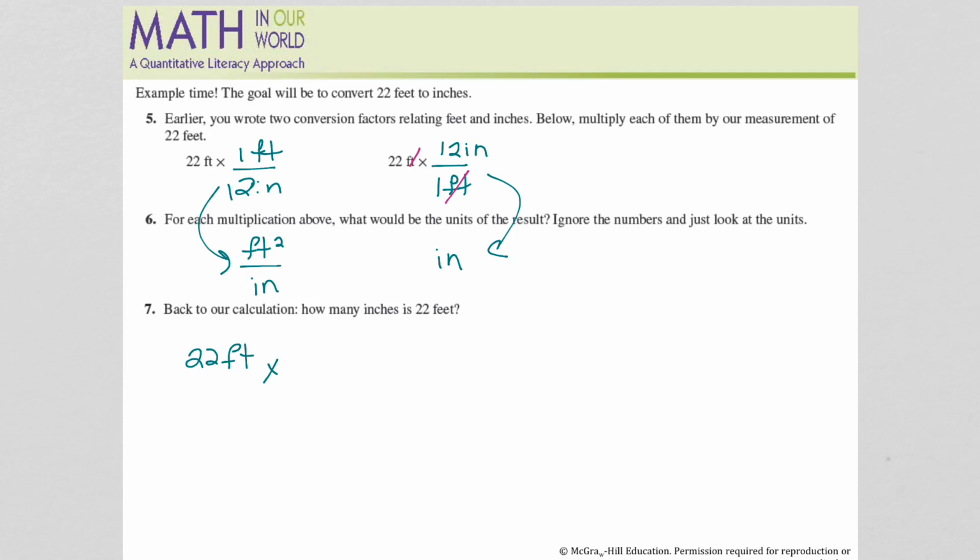We would multiply by 1 foot on the bottom is 12 inches. And again, that cancels out our feet. And it's 264. Don't forget your units. We're left with inches.